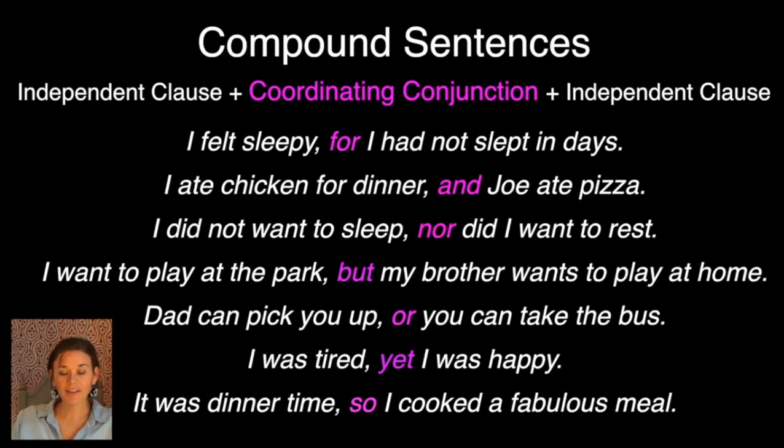All right, there you have a compound sentence for each of the 7 coordinating conjunctions. Notice that in all of those examples, they are all sentences and they contain 2 independent clauses. You'll see the coordinating conjunction in the middle of the sentence, and on either side of the coordinating conjunction, you'll find an independent clause. That means you'll see at least a subject and a verb.